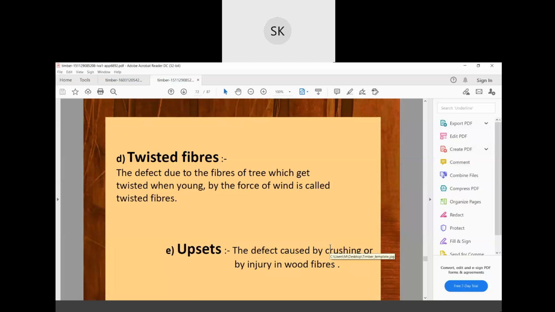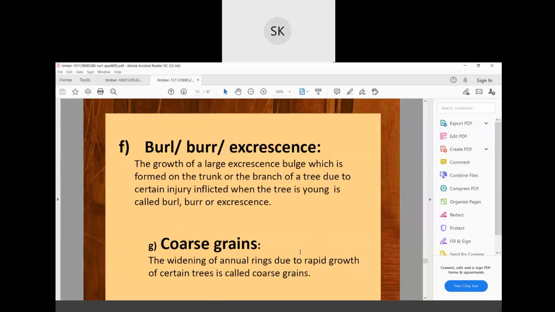Twisted fibers: the defect due to the fibers of the tree which get twisted when young by the force of wind is called twisted fibers. Upsets: the defects caused by crushing or by injury in wood fibers. Burr, or you can say excrescence: the growth of a large excrescence bulge which is formed on the trunk or the branch of a tree due to certain injury inflicted when the tree is young is called burl.